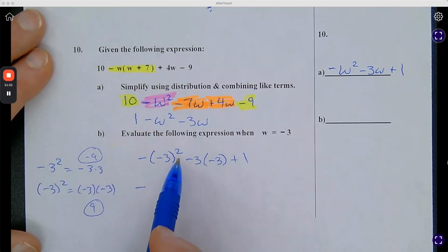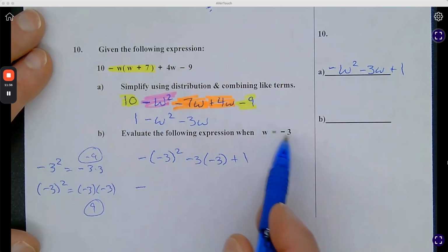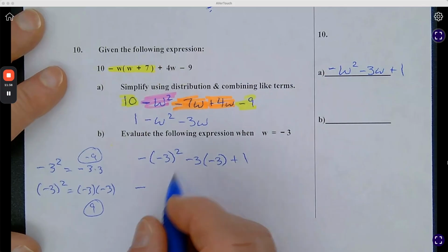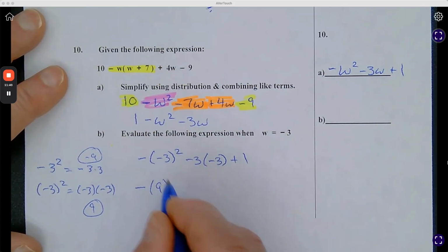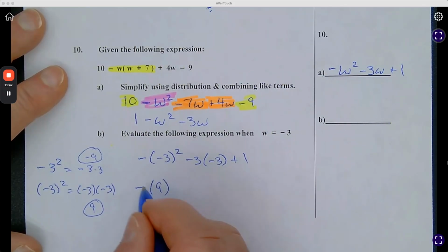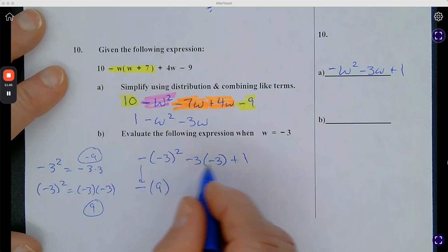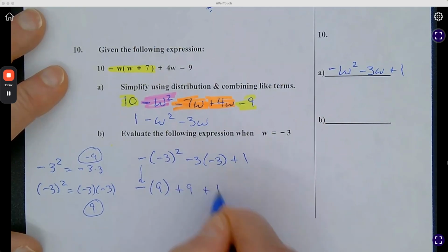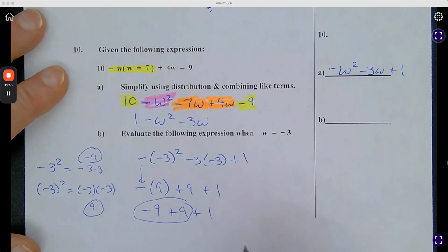So it matters. This is negative 9. This is positive 9. Okay? So whenever you substitute in, always use parentheses because you want to square all of W, the negative and the 3. So that's 9 because negative 3 squared is 9. Negative 3 times negative 3 is positive 9 plus 1. That negative makes that positive 9 a negative 9 plus 9 plus 1. This turns into 0 plus 1 is 1.